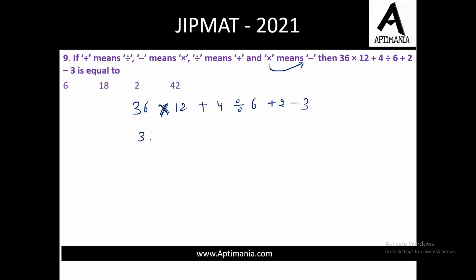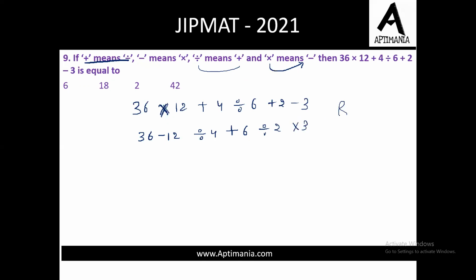So this becomes 36 minus 12. Now plus means divide by 4. See here it is plus means divide. So divide by 4. Then we have divide. Now meaning of divide is plus. So plus 6, plus is again divide by 2, and minus means is to multiply by 3.